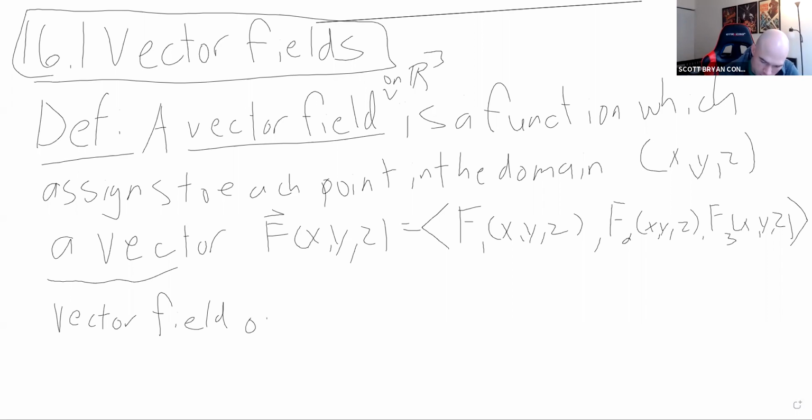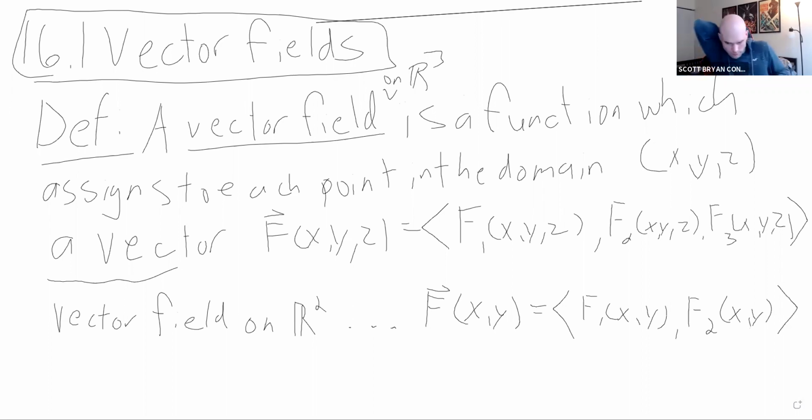So for a vector field on R3, for every point in the domain in R3, we assign a three-dimensional vector. For a vector field on R2, same thing. To each point in the domain, x, y, we assign a two-dimensional vector, F1, F2, depending on the point x, y. Okay, so functions of three variables before, to each point in the domain in R3, the function would spit out a number. It would assign a number to each point. Now, at each point, we're assigning a vector.